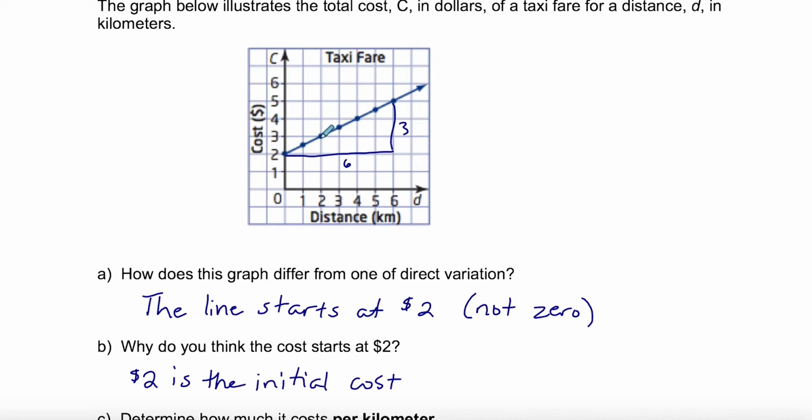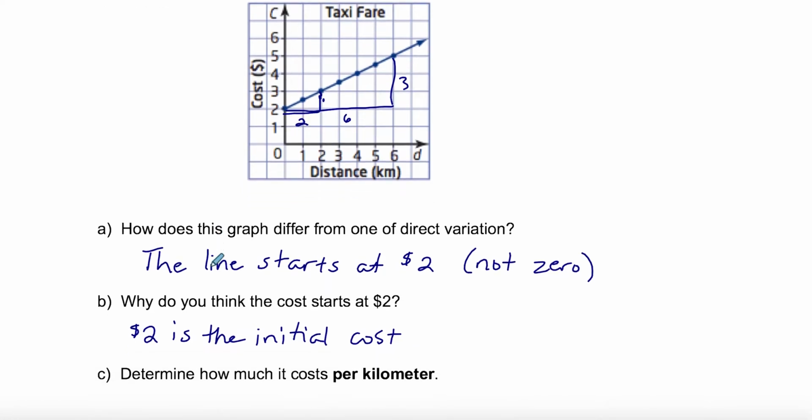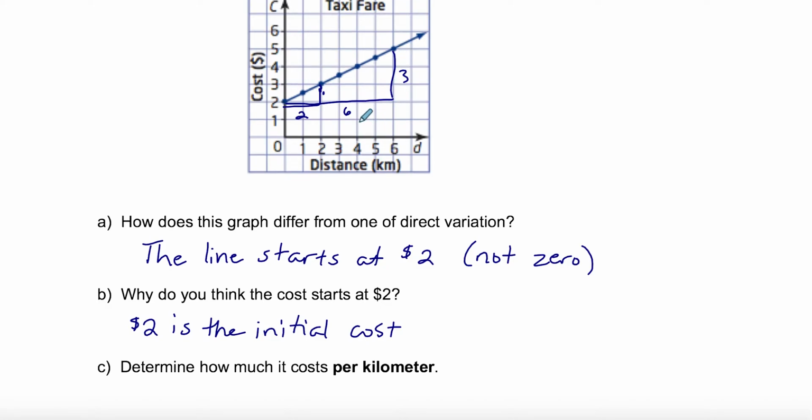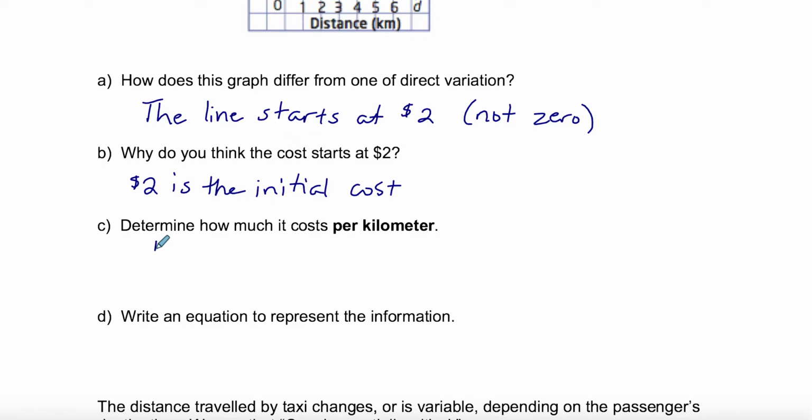Another way to look at it, we could look at here. I'm looking for some nice clear points. That's a difference of $1 for every 2 kilometers. So if we're trying to figure out how much it is for 1 kilometer, it's $3 for 6 kilometers. So I can divide those and I get 50 cents. So therefore the cost per kilometer is 50 cents. Write an equation to represent this information.